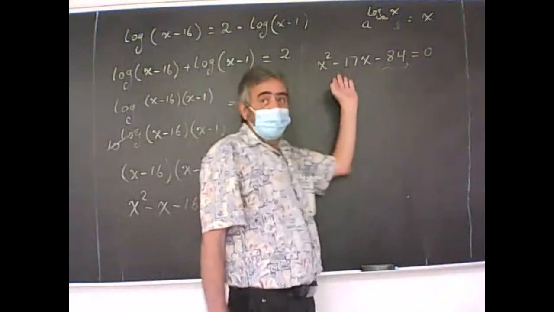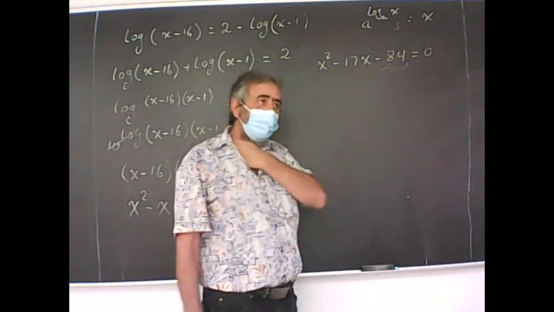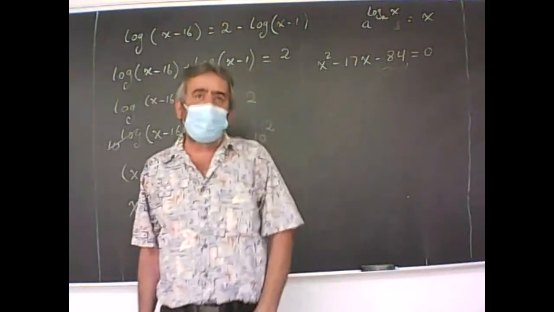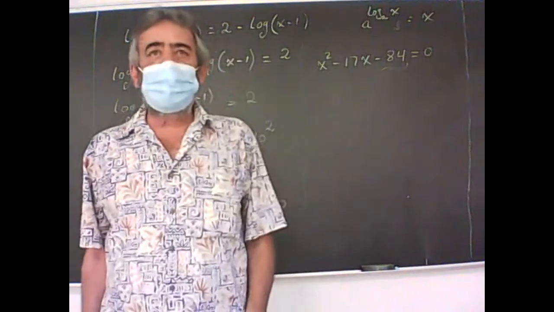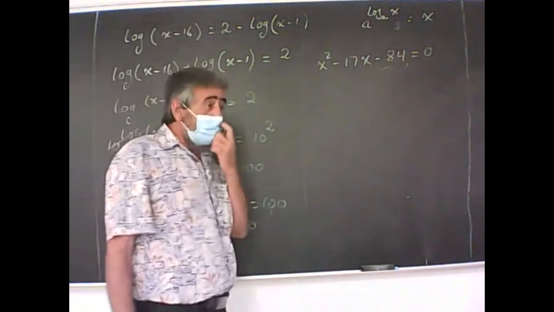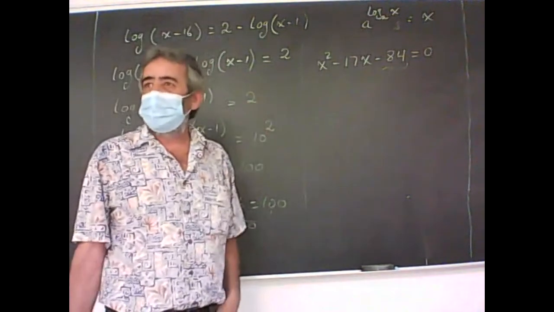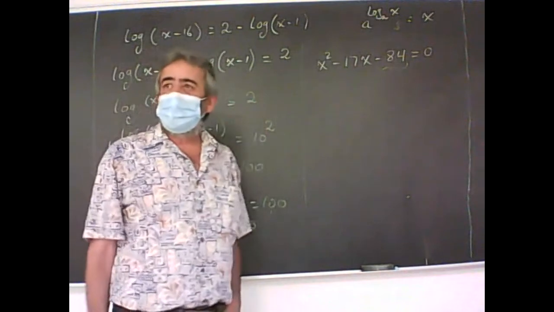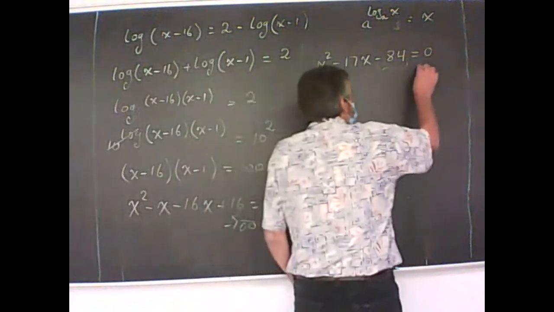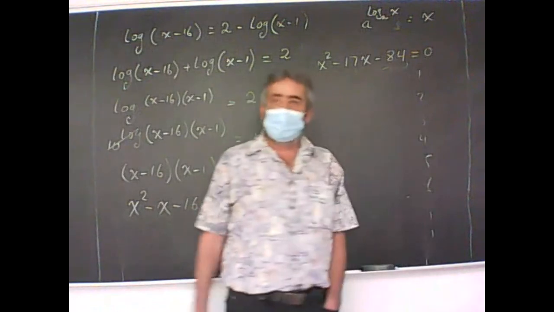When I add two numbers and I get a negative, that means the bigger number in absolute value is negative. Okay? So let's see if I can figure out what those two numbers are. I probably don't know offhand. How do I find them? I'm going to start with the simplest one: 1, 2, 3, 4, 5, 6, 7, until I find those numbers.